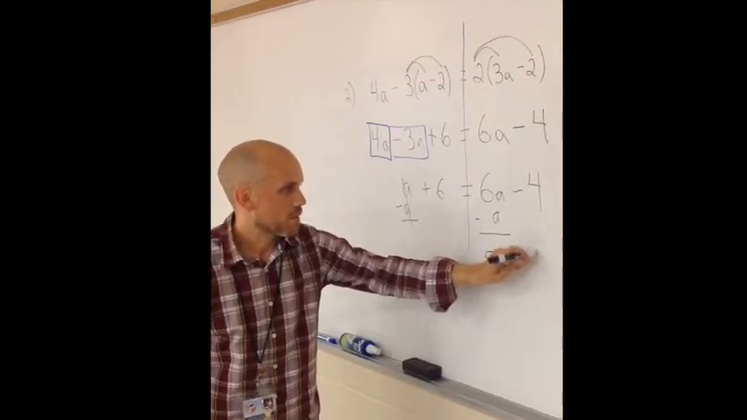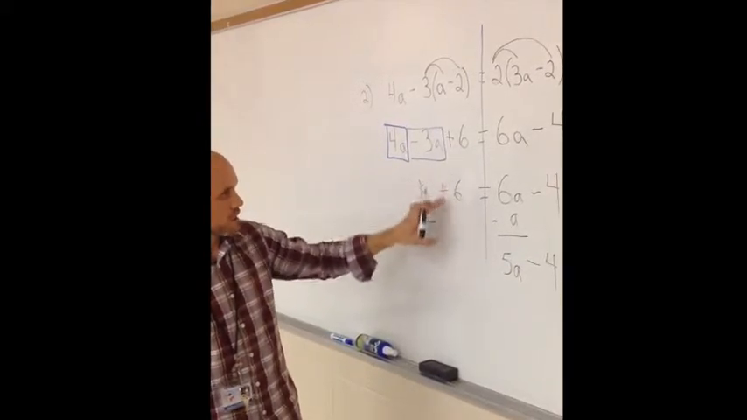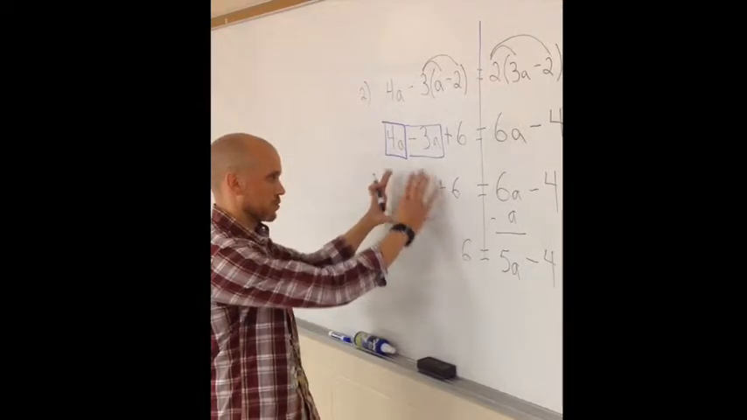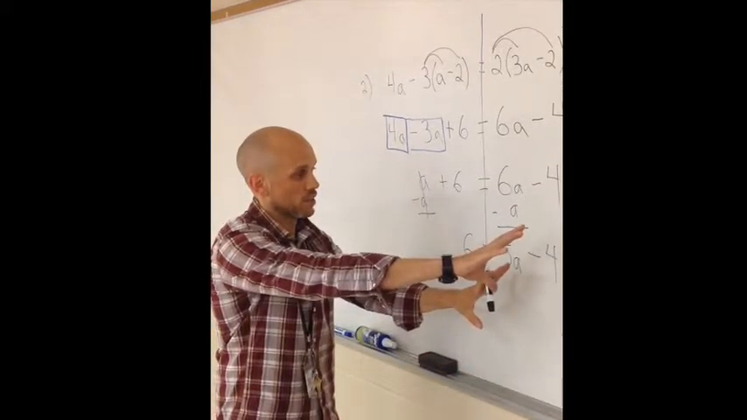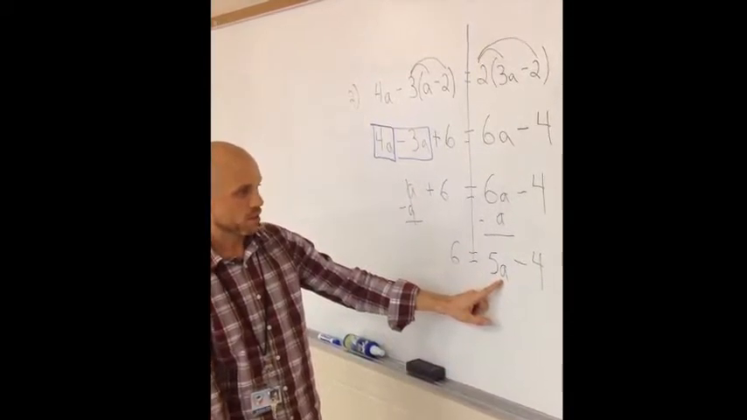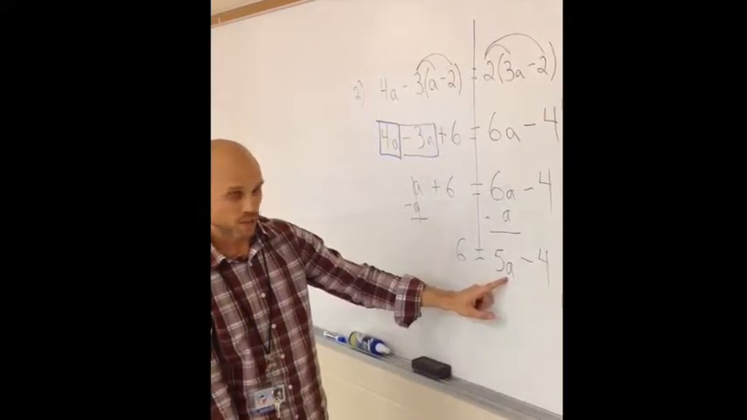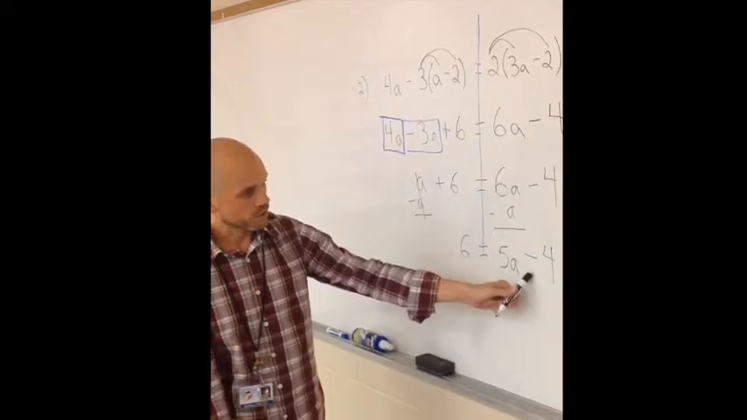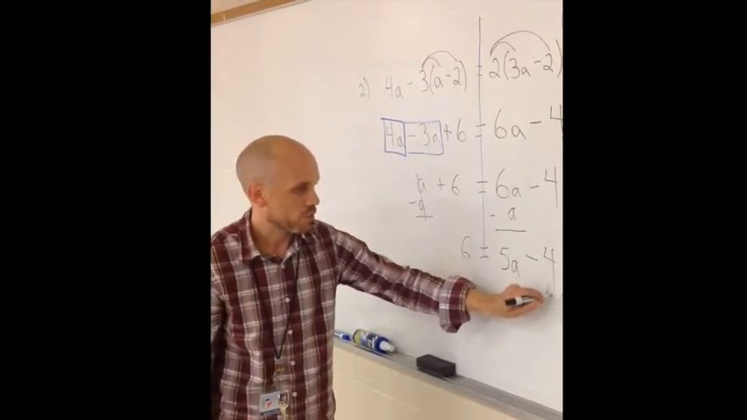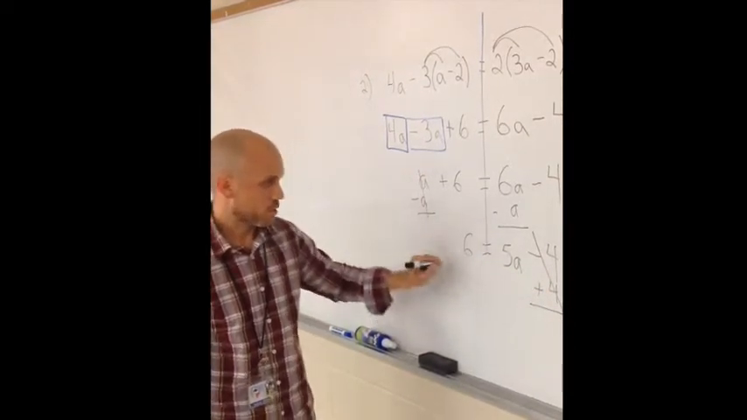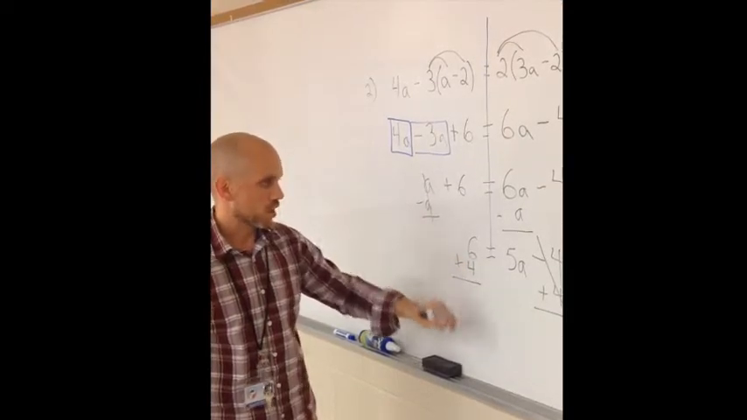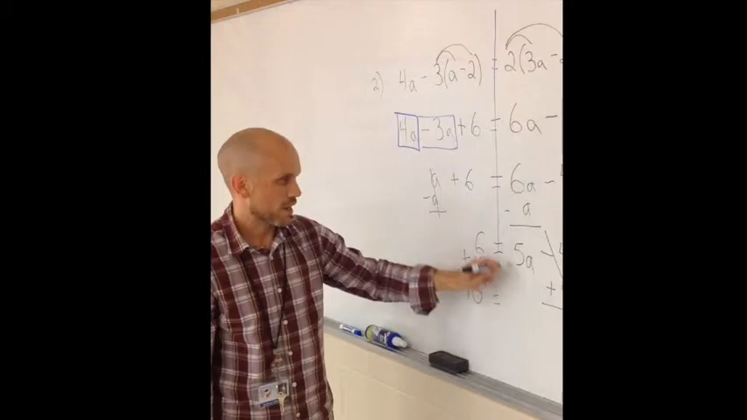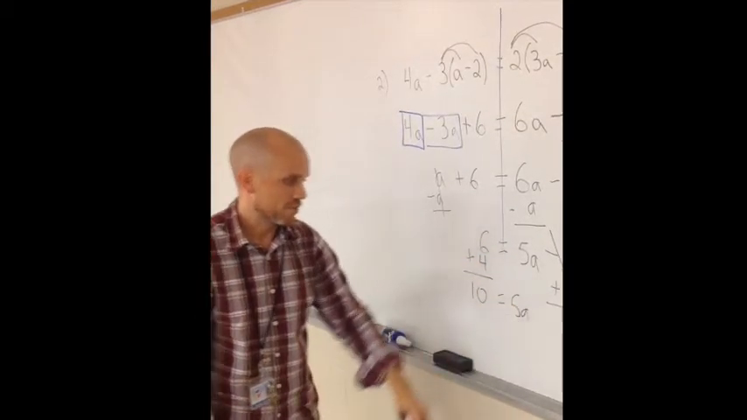I'm going to bring down my -4. And on the other side, the only thing I have remaining is 6. So in that last step, all we've done is we've moved all the A's to the right-hand side of the equation. They're all here now. So now what we have to do is move all the non-variable numbers, or what we call constants, to the opposite side. So in order to get rid of the -4, I'm going to add 4. Another zero pair. Keeping it balanced, 6 plus 4 is 10, and the only thing I have left on the right-hand side is 5A.